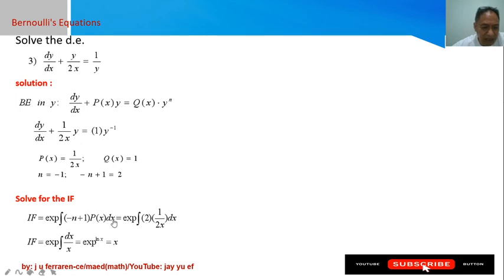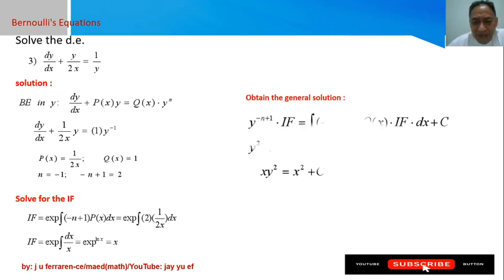So if you substitute the value of the minus n plus 1, that's 2. And if our P of x is 1 over 2x, so 2 is out, that's dx over x. So that is an exponential of the ln x. Because that's dx over x, we can simplify that being equal to x. Okay? So after knowing your IF, you can now proceed with the general solution.